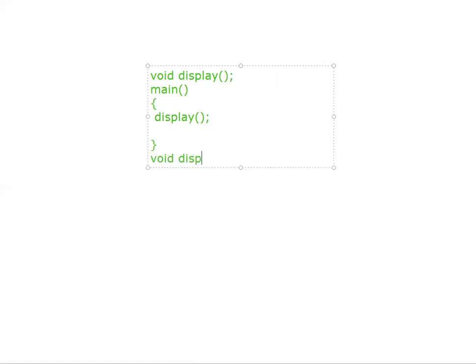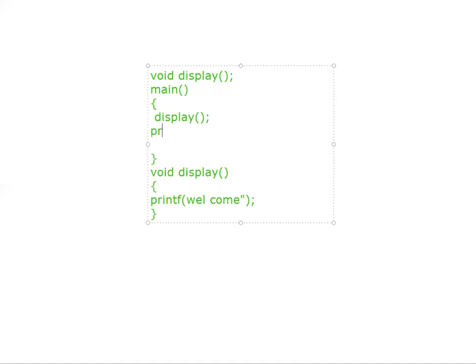Next one, void display, flower bracket begin, printf welcome, flower bracket close. So in this case we are also using printf hello. Okay, this is the complete function program.